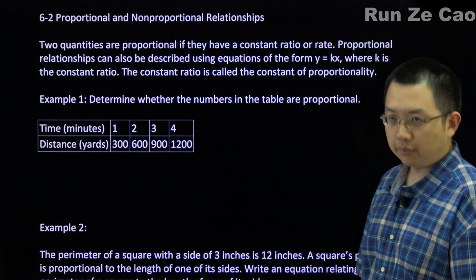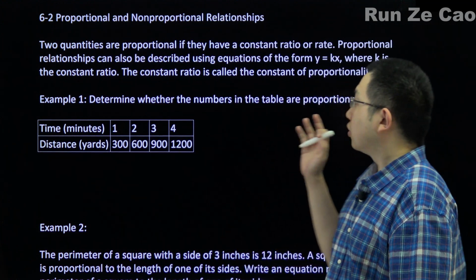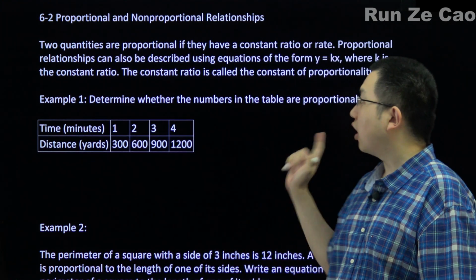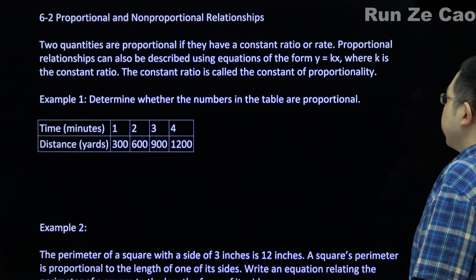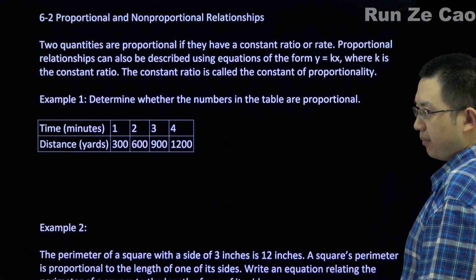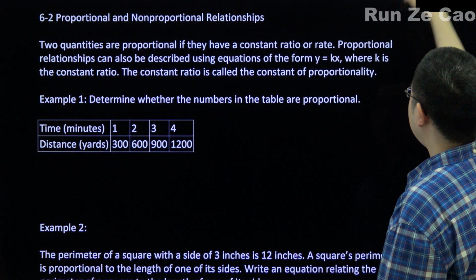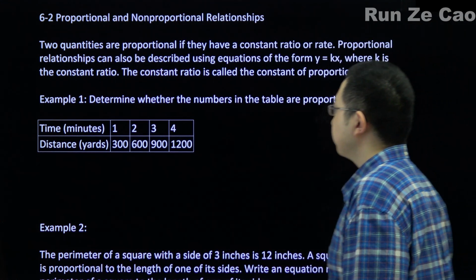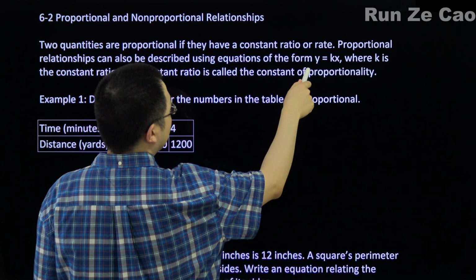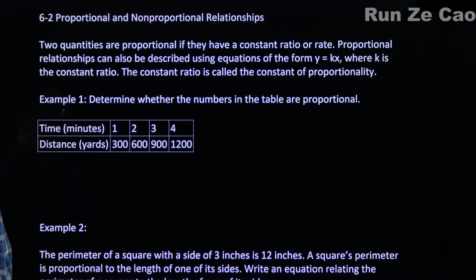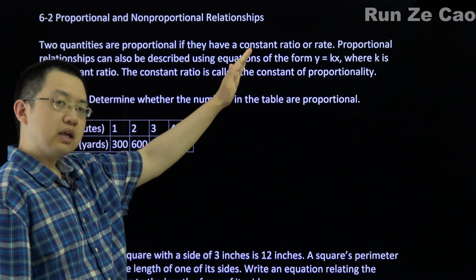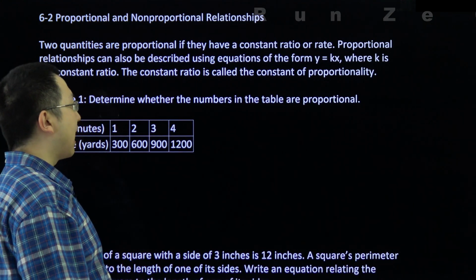Proportional and non-proportional relationships. Two quantities are proportional if the ratio between them is constant, or the rate is constant. If you graph them, then they will form a straight line. Proportional relationships can be described by the form y equals kx, where the k is the constant ratio. Now, if you graph it, k is the slope of the line.